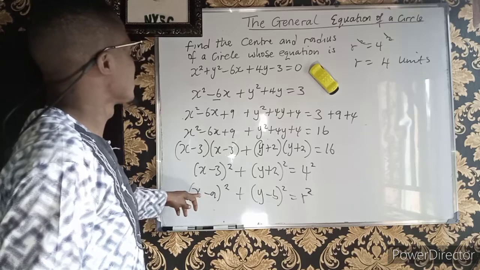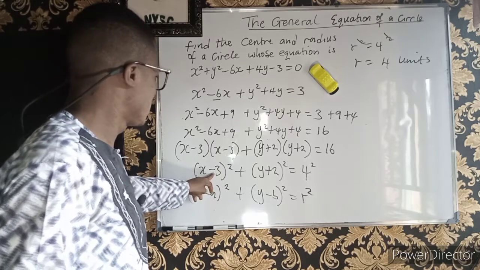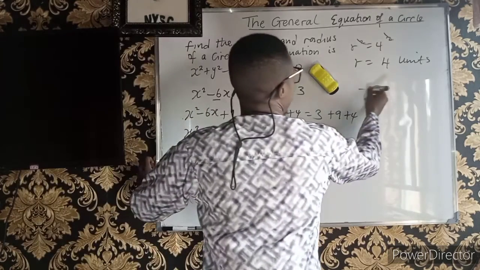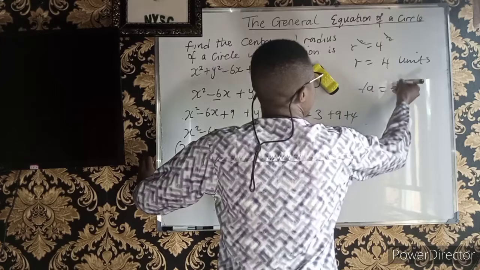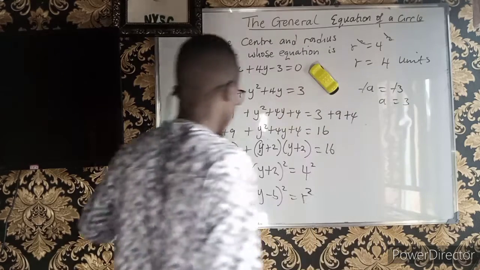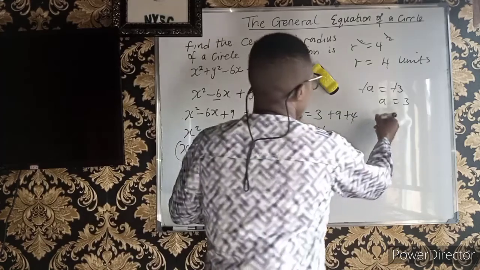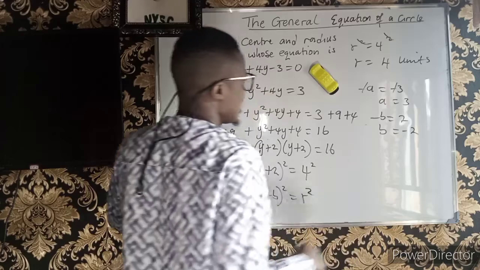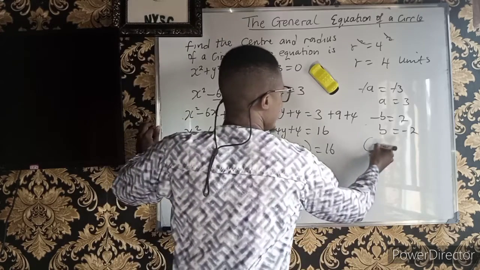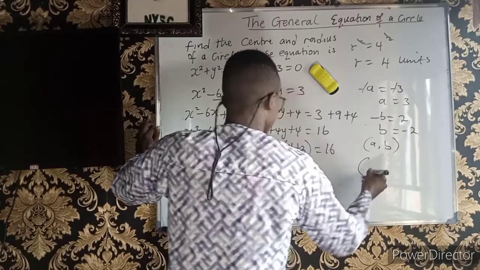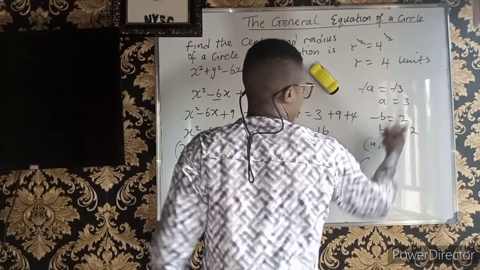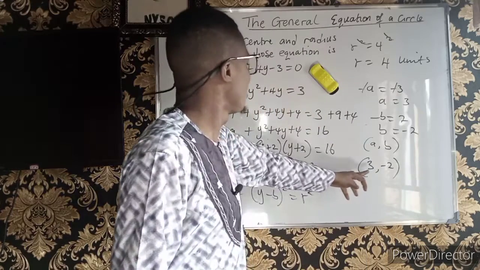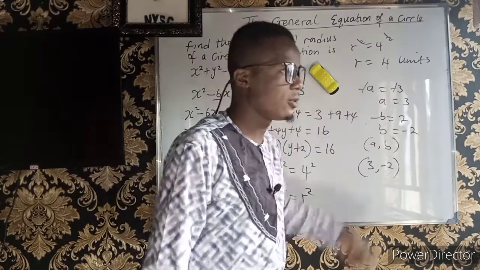Also, the center which they asked us to find is equal to this. Look at my center, which means minus a is minus 3. So I can write minus a is equal to minus 3. Minus cancels minus, so a is 3. Coming here, minus b is 2. Minus b is equal to 2, which means b is equal to minus 2. And the center of a circle is always a comma b. Therefore, our center will now be a, my a is 3, comma, my b is minus 2. So the center of this circle is 3, comma, minus 2, and the radius is 4 units.